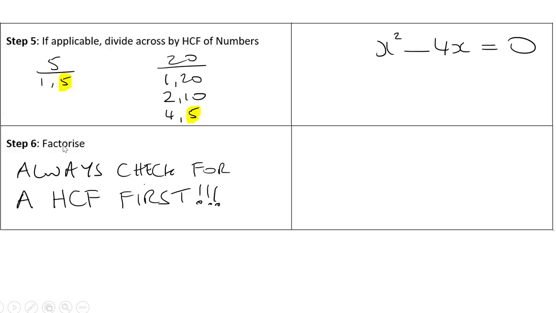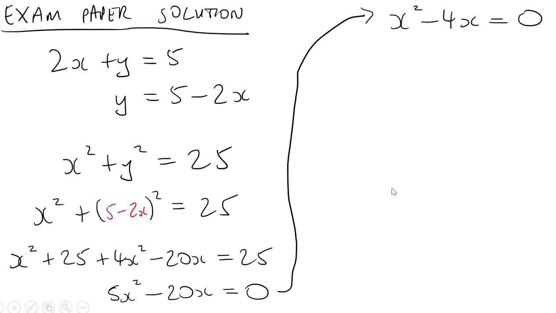Step number 6, factorize. So what do you always check for first when you factorize? You always check for a highest common factor. Looking between these two terms, x squared and minus 4x, I can see there's an x in common. Factorize that out. So remember, x squared divided by x leaves you with x, and minus 4x divided by x leaves you a minus 4. So there it is factorized. Again, in your exam paper solution, brilliant, done.